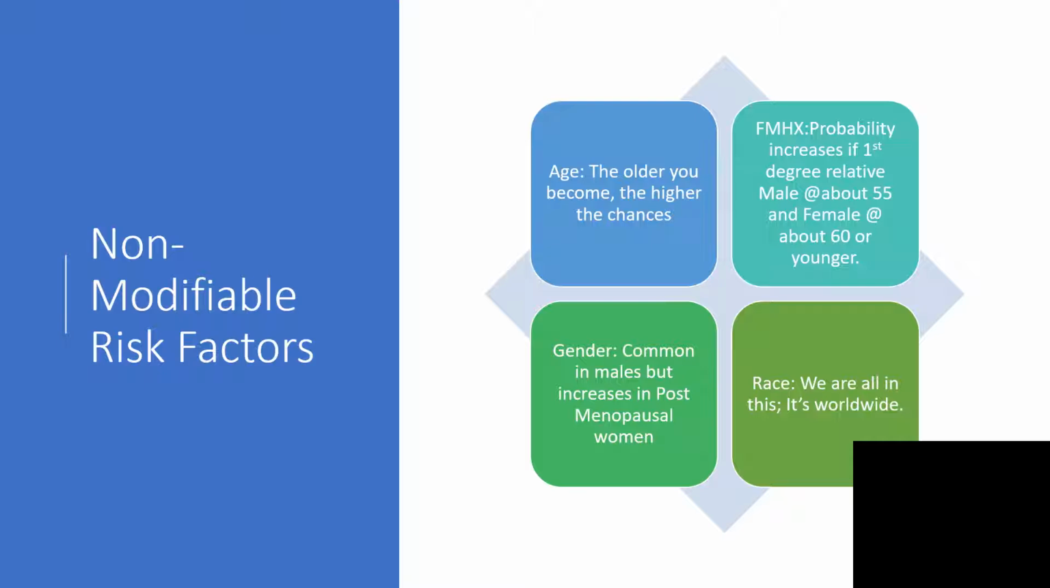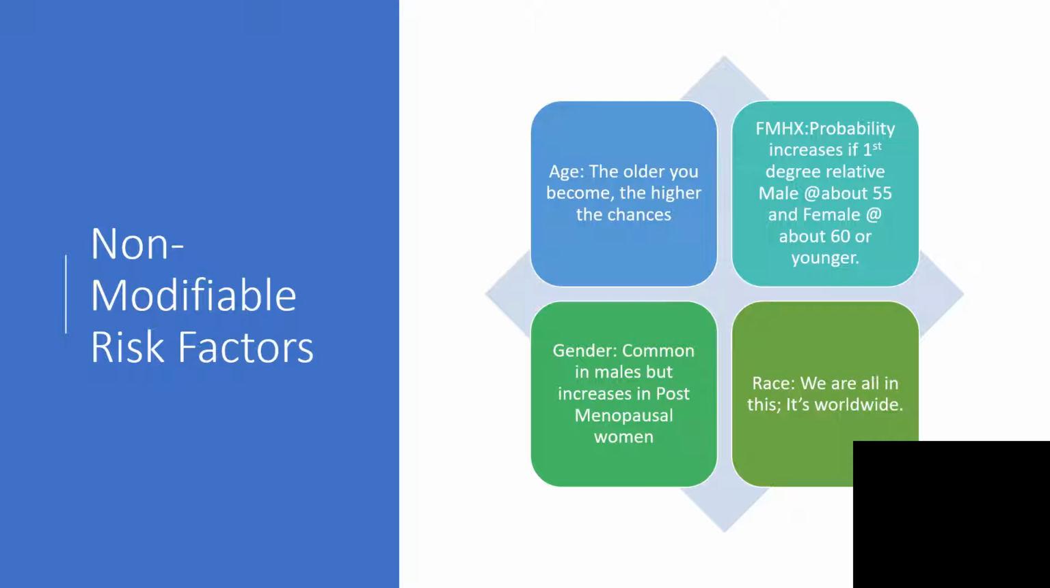So it is higher if it is a first degree relative and the individual dies at a younger age of 55 to 60, male or female. But if your father has died of heart attack at the age of 80, 90 years old, I would rather look for other risk factors in you.